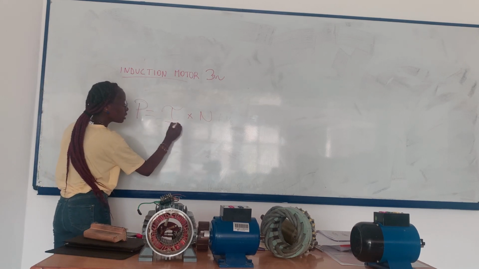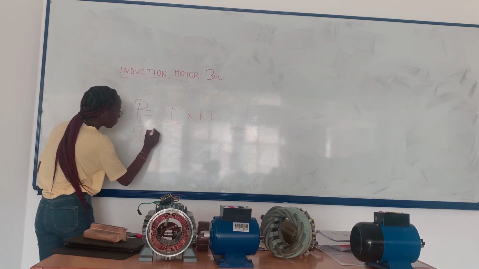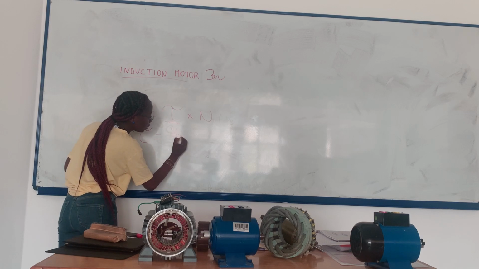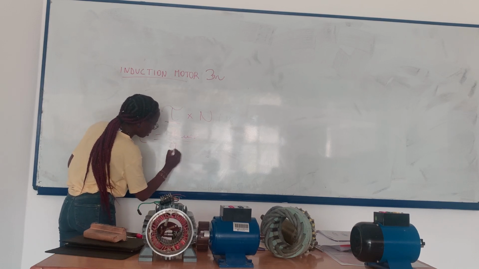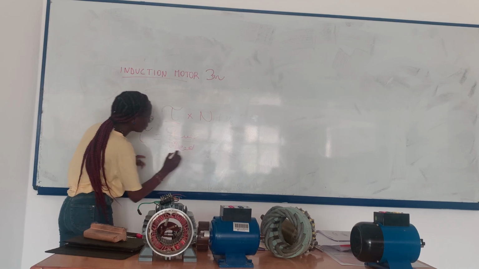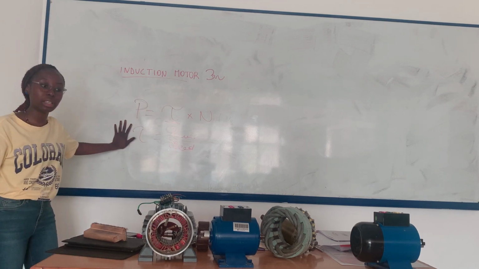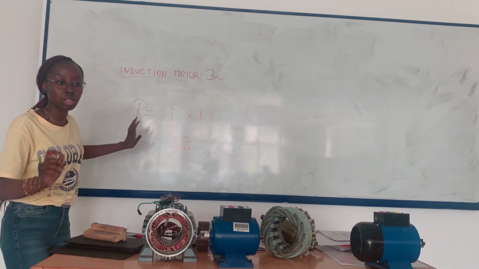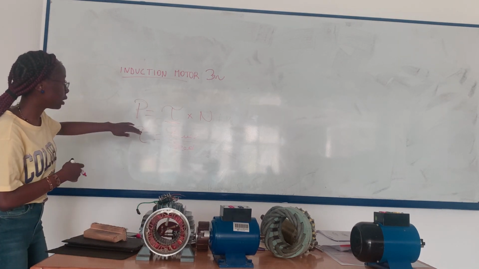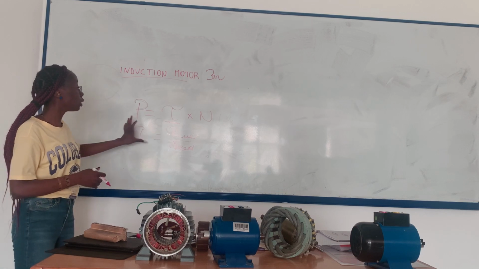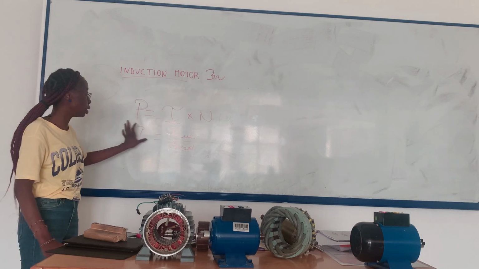So to produce the torque, we have power over speed. So in this way we have the torque. Like we can say in short, the torque is proportional to the power and speed.